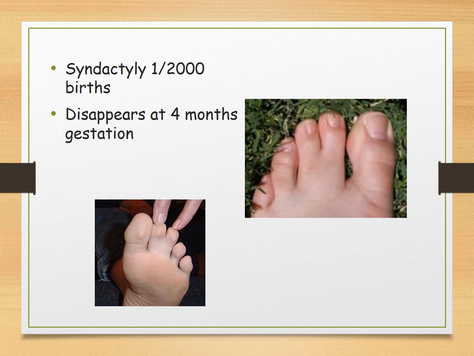Sometimes this apoptosis is not complete, and people can be born with their fingers or toes still adhered together. This is known as syndactyly and occurs in about 1 in every 2,000 births. Normally, this webbing disappears at about 4 months of gestation.